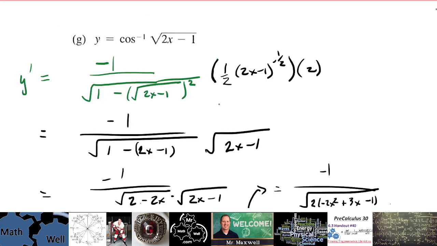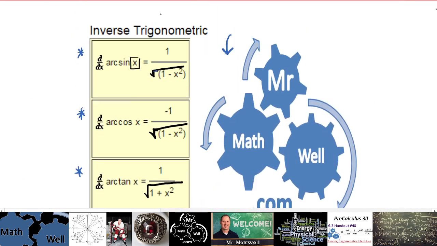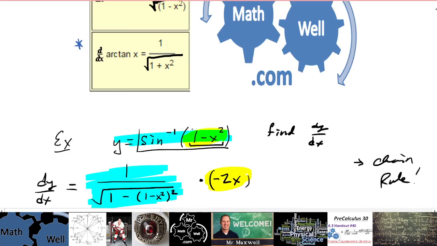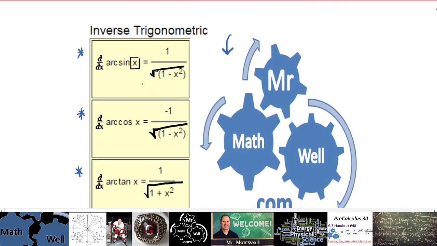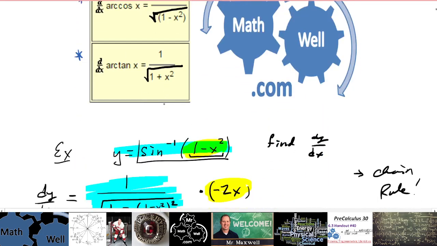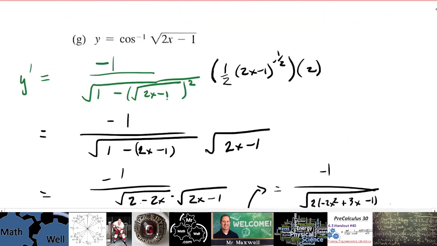Okay, so I guess the format here is the derivative of cos to the negative 1 is negative 1, we'll go back up here, negative 1 over root 1 minus x squared. So it's very similar to arc sine, but you have a negative. So that's where this comes from, negative 1 over root 1 minus, and this right here goes inside, root 2x minus 1, and then that is squared.